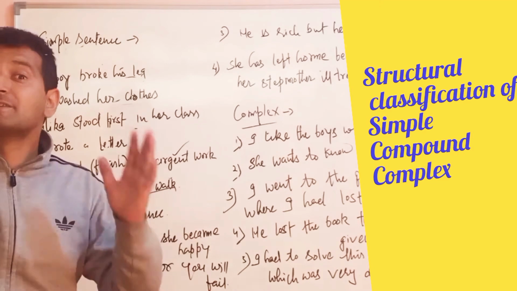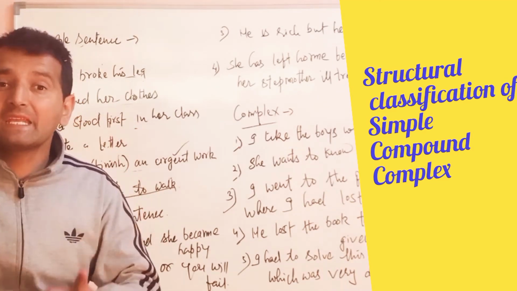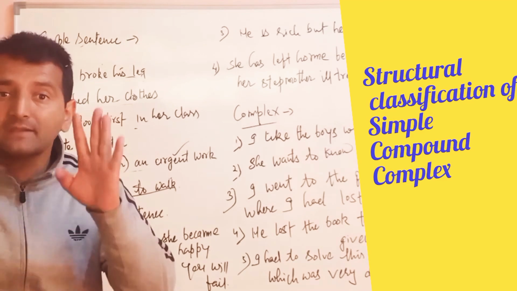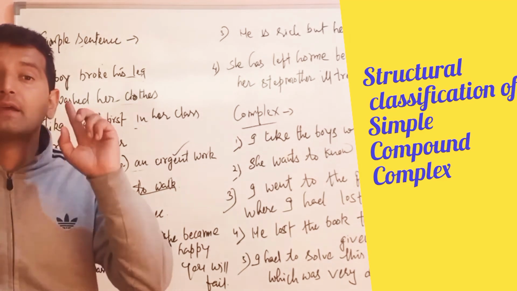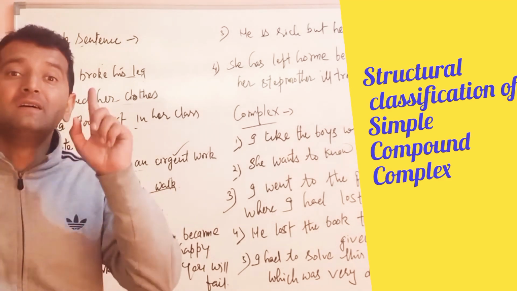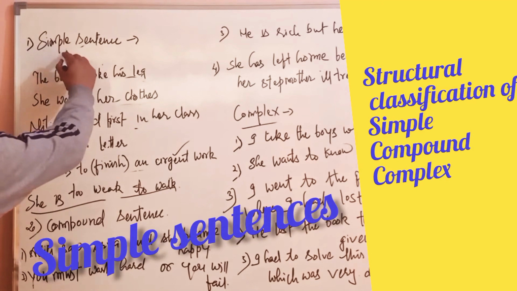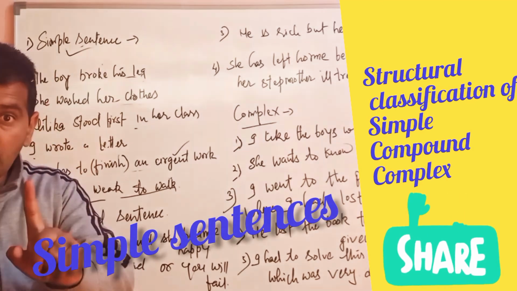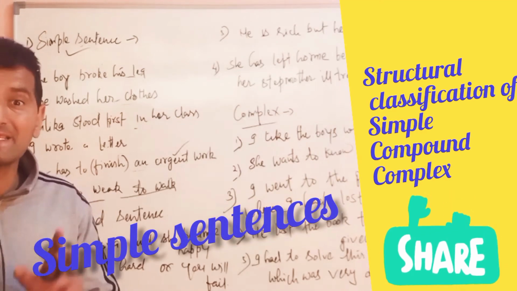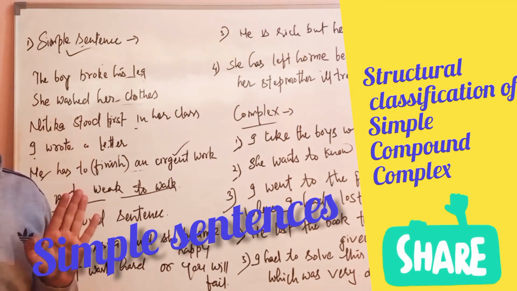Let's discuss the structural classification of clauses here. In respect of clauses, there are three kinds of sentences. The first one is simple, the second is compound, and the third is a complex sentence. Let's have a look. Simple sentences are those in which we have only one clause, only a subject and a predicate, in which we get to know about just one thing in one stretch.